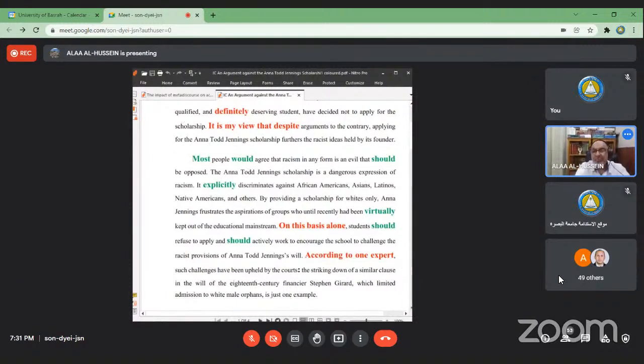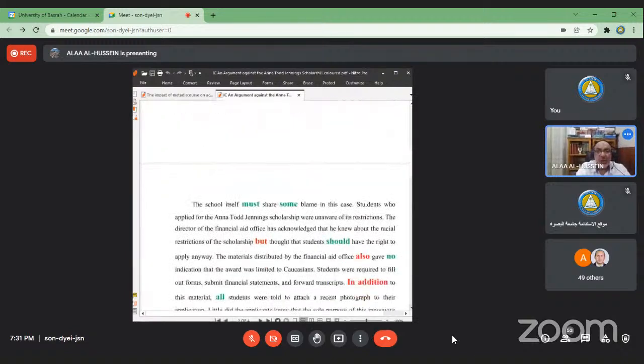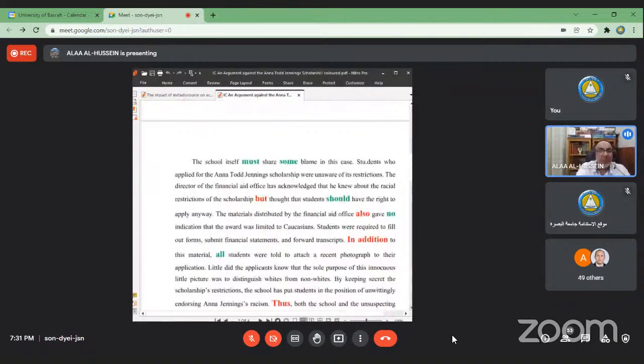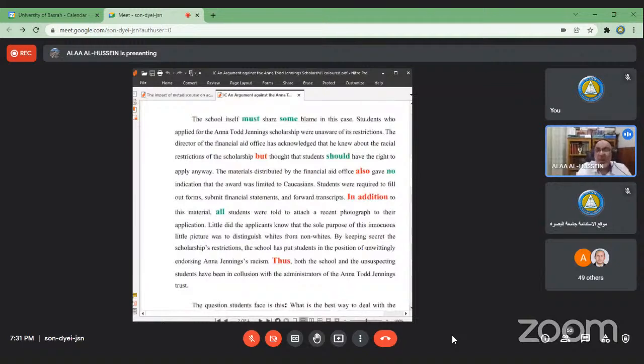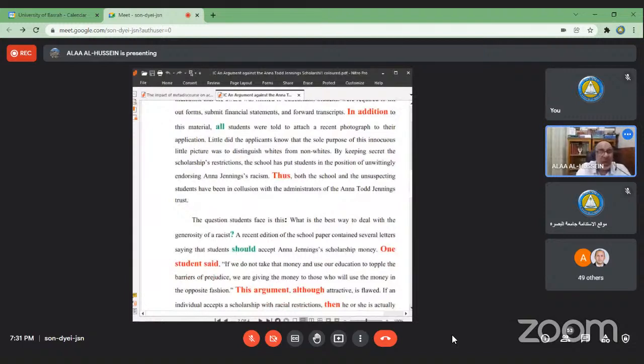So on this basis alone, 'should', when it shows obligation, for example, according to one expert, evidential, 'must', and some 'must' could be showing obligations, some show hedging, but shows contrast, also addition and addition, thus you get a consequence, result, all showing a boost here, a booster.